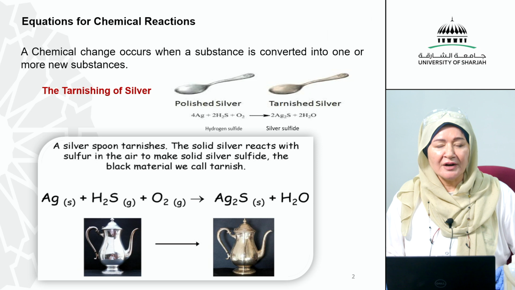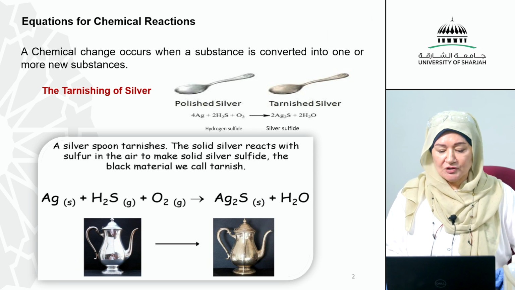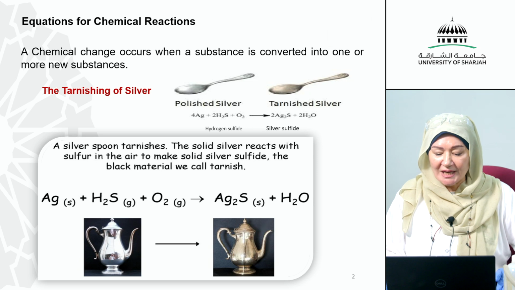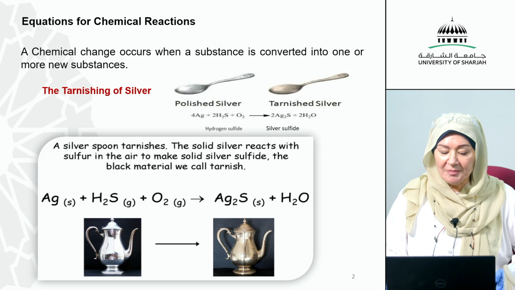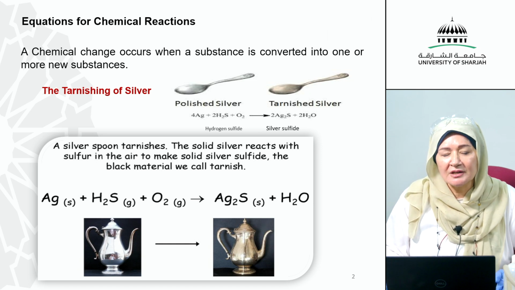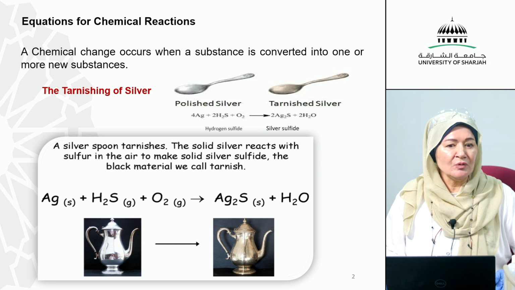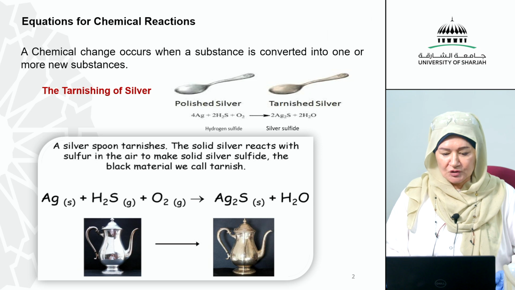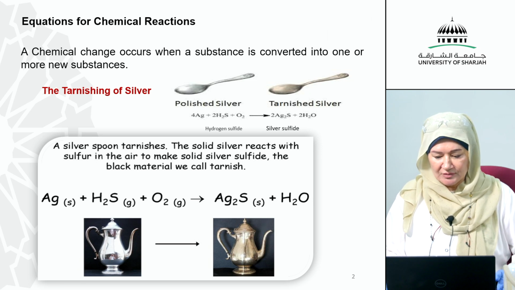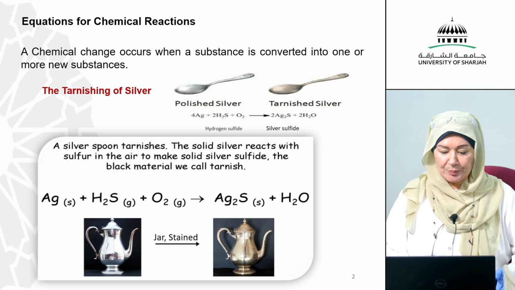For example, here is the tarnishing of silver. The silver is tarnished because solid silver reacts with the sulfur in the air to make solid silver sulfide, the black material we call tarnish. Whenever silver is exposed to a humid area, to moisture, it will turn into tarnished silver, Ag2S. It has stained this jar.